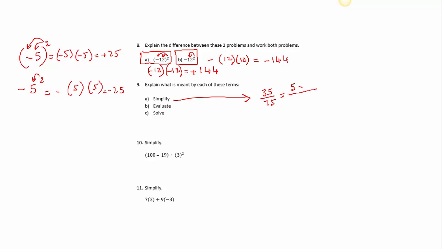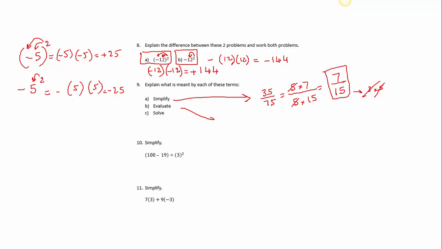What is 35? It's 5 times 7. And what is 75? 5 times 15, right? Because 5 times 5 is 25, carry 2, 5 times 1 is 5, and 2 is 7. Notice that a 5 and 5 will cancel, and the final answer would be 7 over 15. 15 is 3 times 5, 7 is just 7, so nothing we can simplify here. So our final answer is 7 over 15.